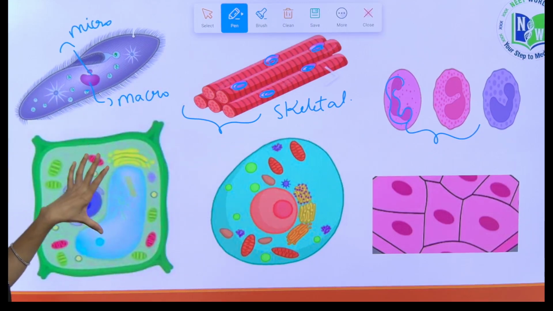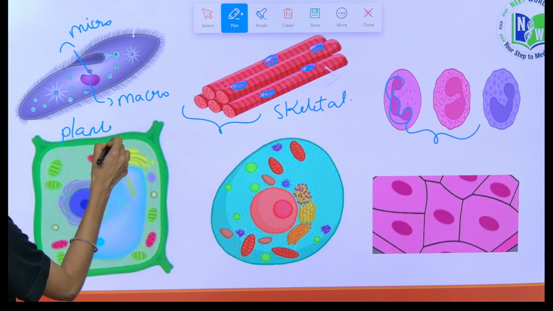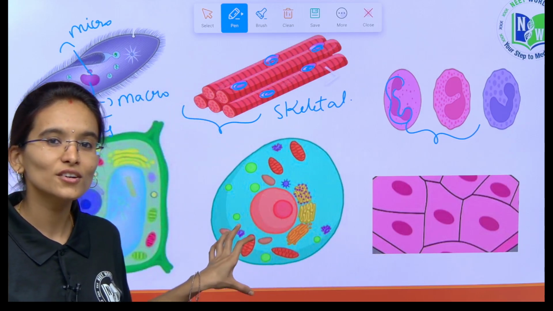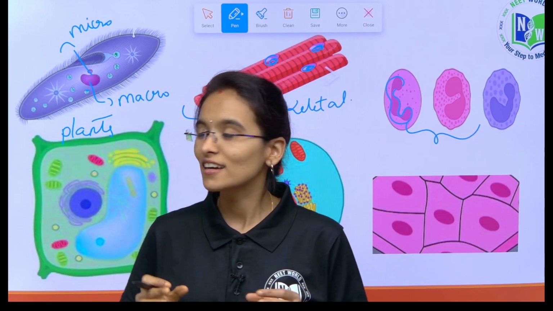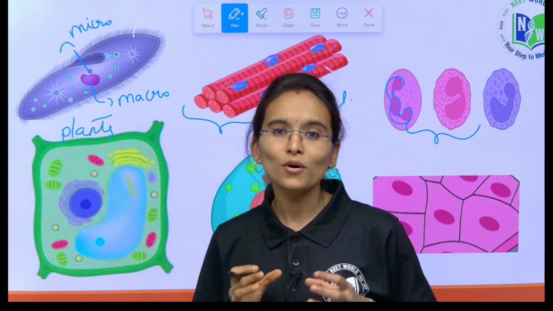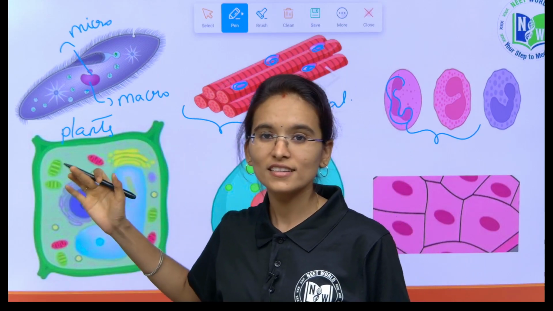Next, coming towards the plant cell. In the plant cell, generally we have a vacuole. What is a vacuole? The vacuole is a single membrane bound cell organelle which contains a large amount of fluid filled substance, that is usually called sap.